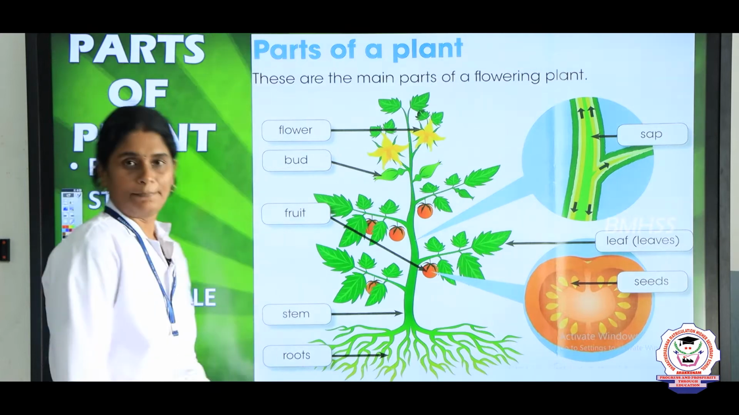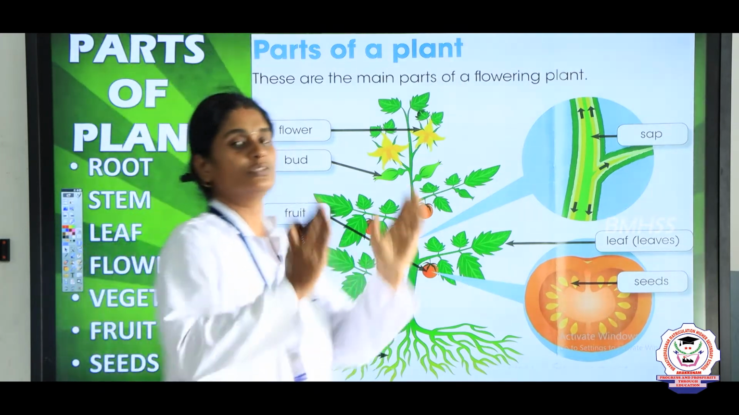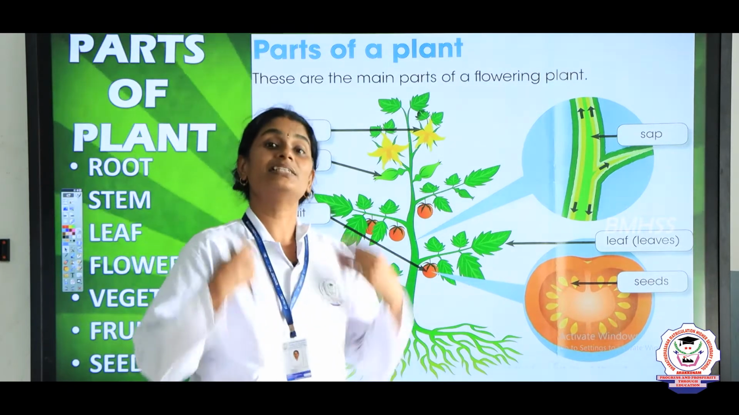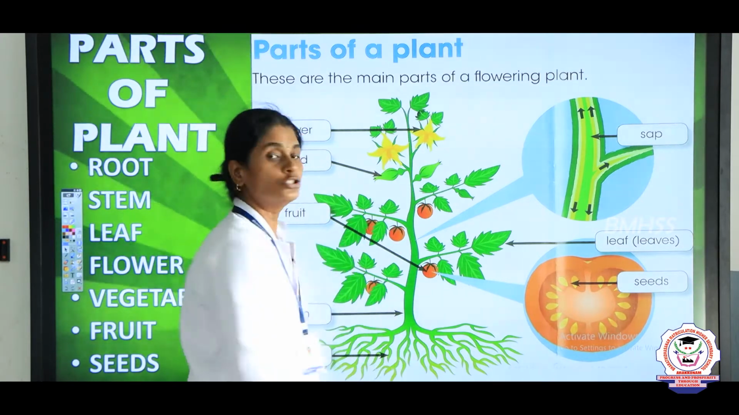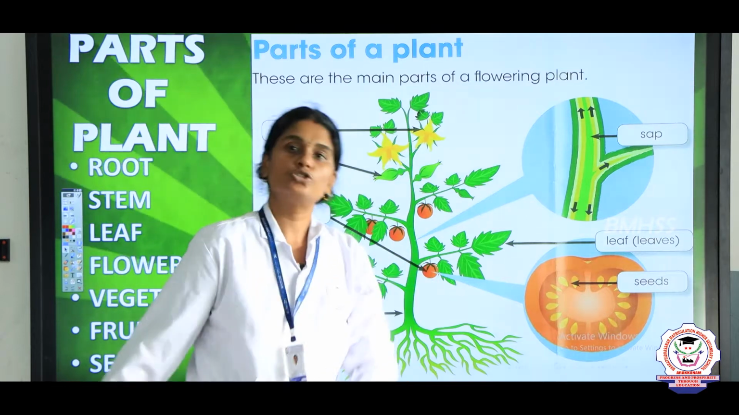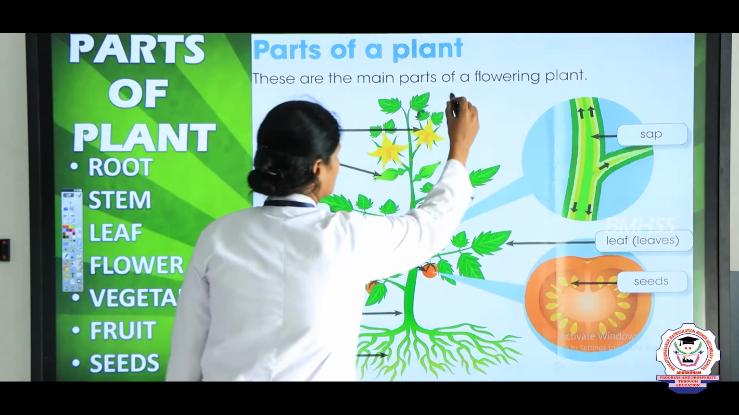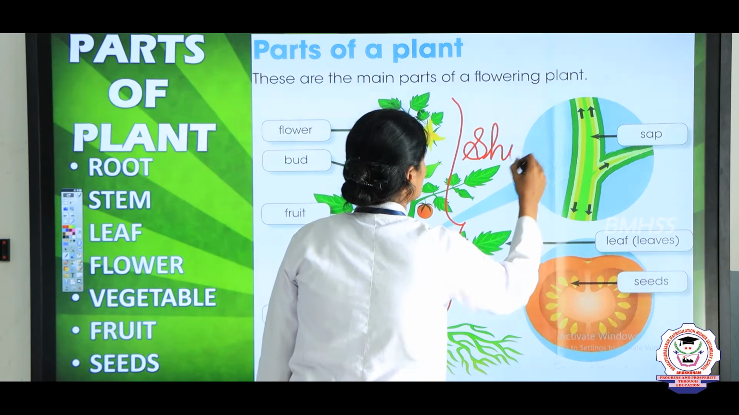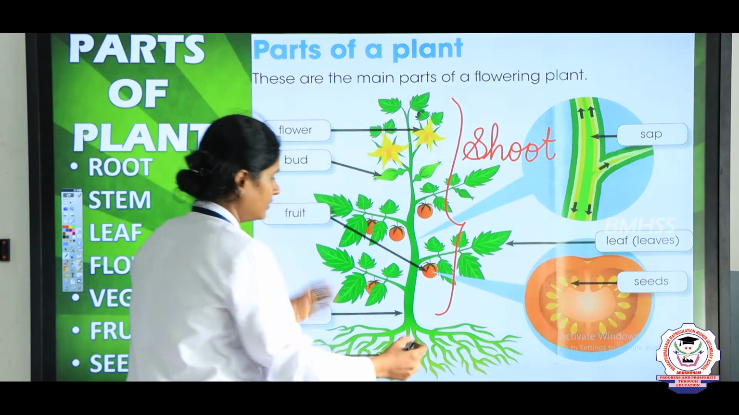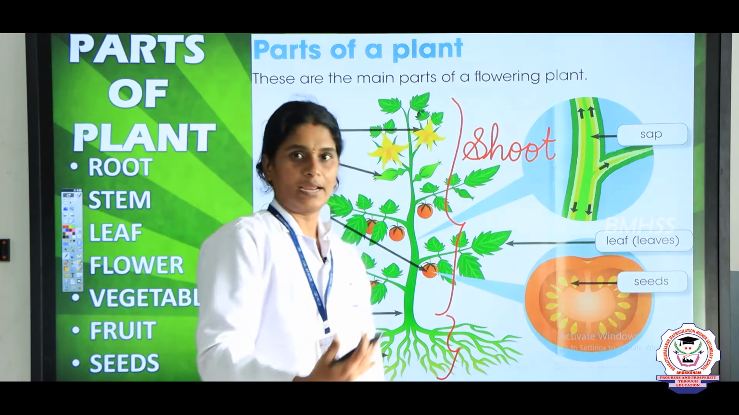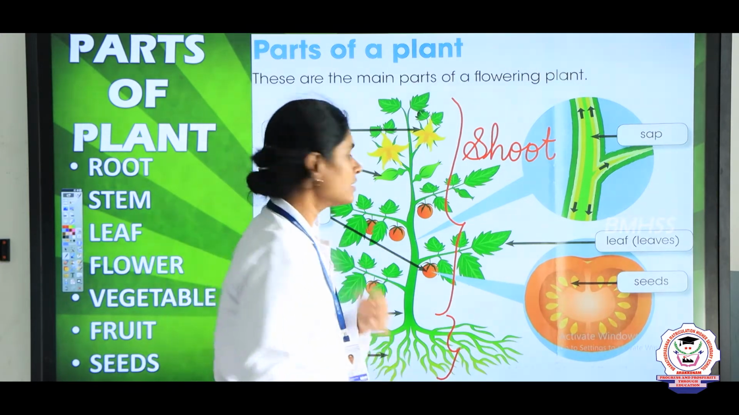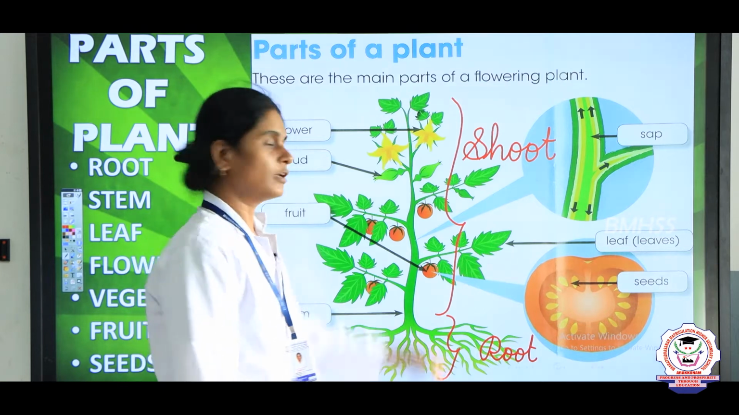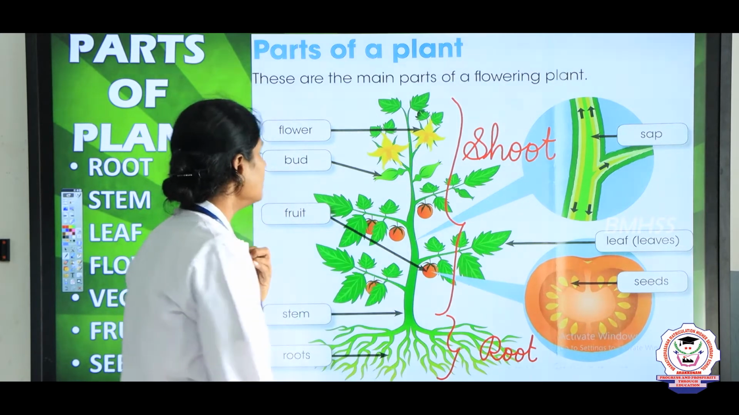The plant is divided into 2 sections, right? The top section, the upper portion of the plant that we can see, is known as the shoot system. Let us write. This part above the ground is known as the shoot system, and the part below that we cannot see, the roots, is known as the root system. So, there are 2 parts: shoot system and root system.